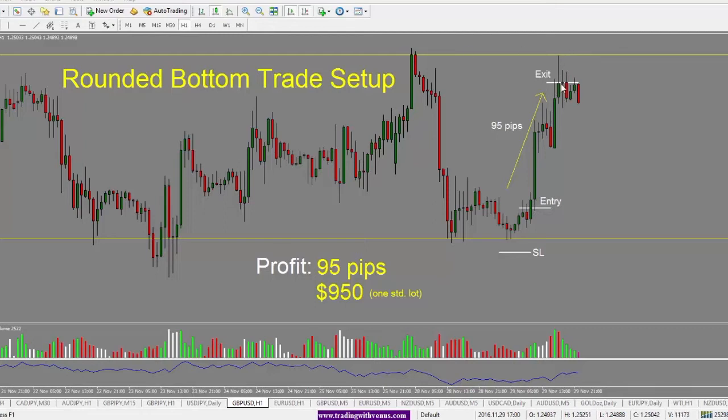In this case, our trade will close here after this candle is closed. We see a long wick to the upside, which normally suggests that price is likely to turn at this point. So we would exit the trade, or you can exit the trade after this bearish engulfing candle here. Either exit is fine. We get 95 pips in the trade from entry to exit. So our profit is $950 on one standard lot.